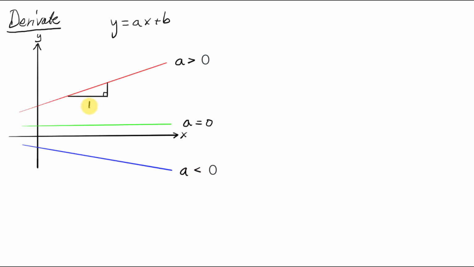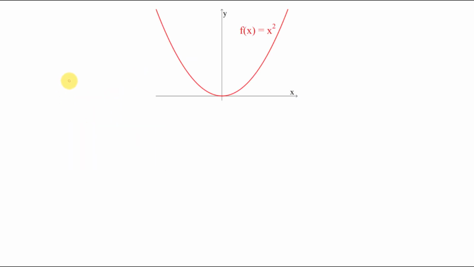So if you go one step in the x direction, the slope is how much you have to go up or down in the y direction to follow the line. But then how about a curve that is not straight? Can you talk about the slope here? Then you see that the slope depends on where on the curve you are. So it does not have the same slope at every point.